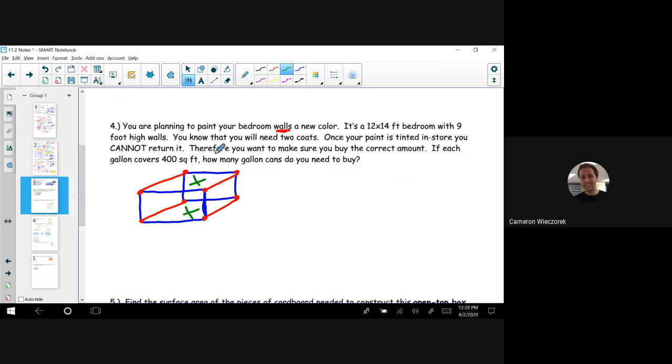Okay, so let's keep reading. We know it's a 12 by 14 foot bedroom. So they're giving you the length and the width of the bedroom, 12 feet by 14 feet. And we know that the walls are 9 feet high. So this distance from bottom to top, connecting the bases, is 9 feet. You know that you're going to need 2 coats of paint. That's going to come into play in a little bit. And you can't return it. Okay? So we got to make sure we calculate everything correctly, because otherwise we have more paint than we need. Each gallon covers 400 square feet. How many gallons of paint do you need to buy?